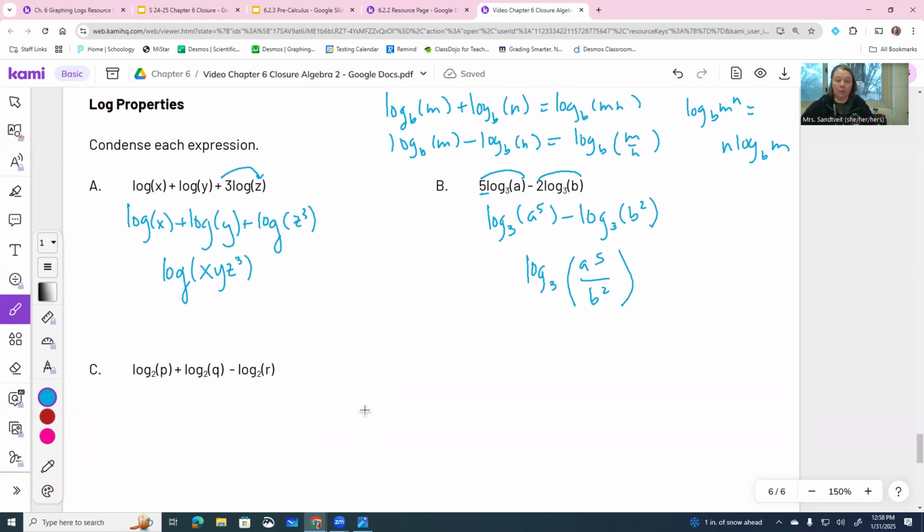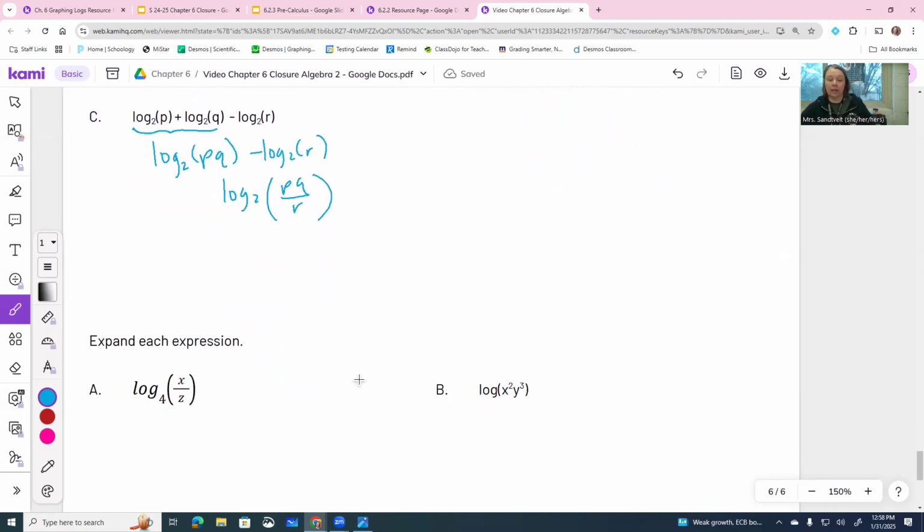All right, so now this one we're combining adding and subtracting. So we're going to use order of operations. We add first, right? So that means we're going to combine this into a single product. So p times q minus log base 2 of r. And now this is subtraction, so I can rewrite it as a quotient. So it would look like that. All right, so that's condensing.